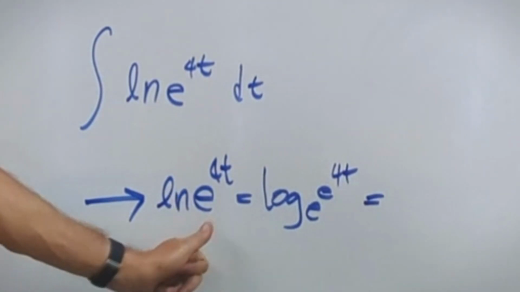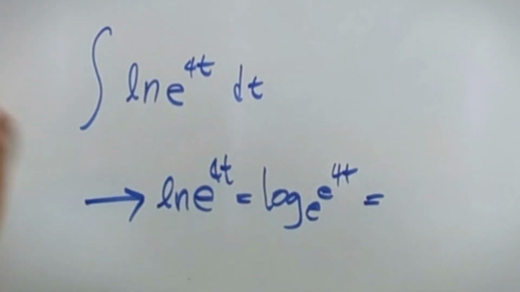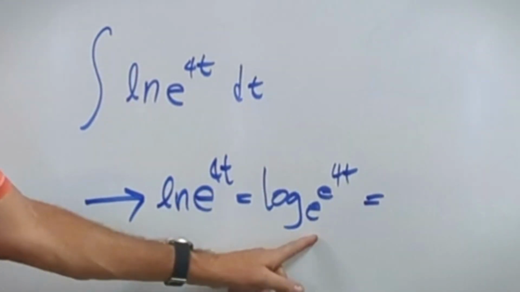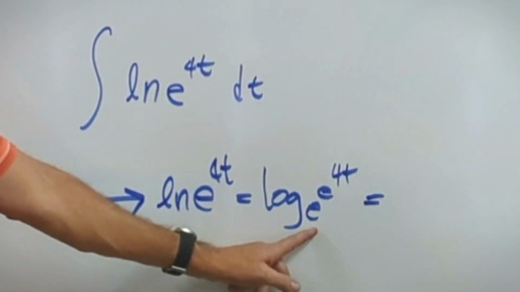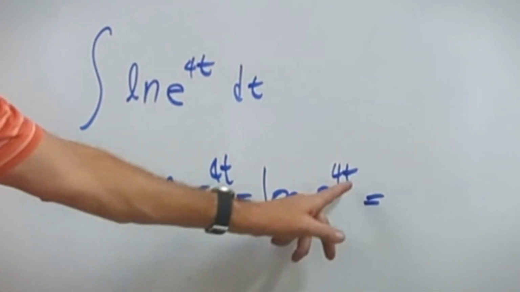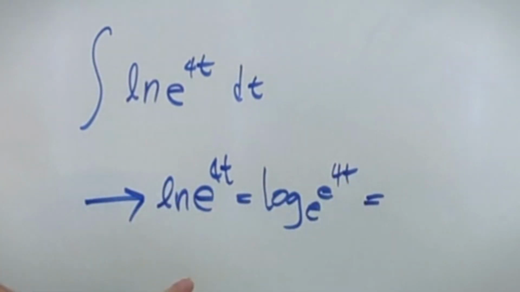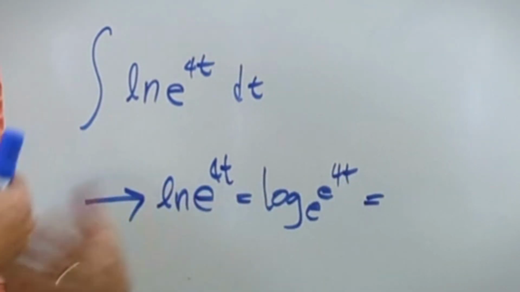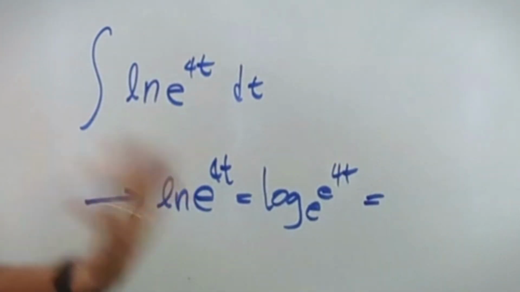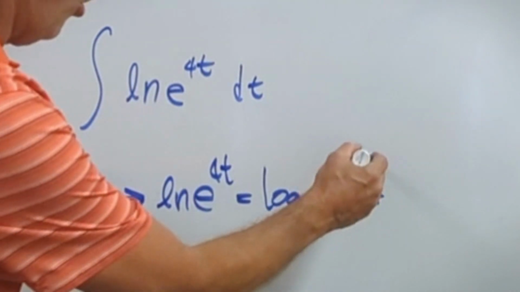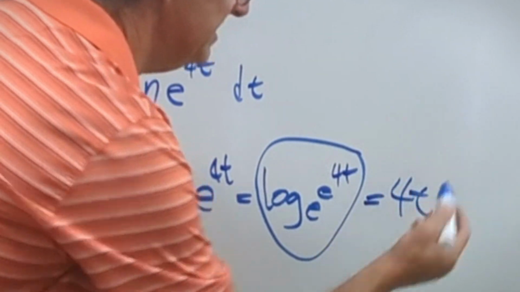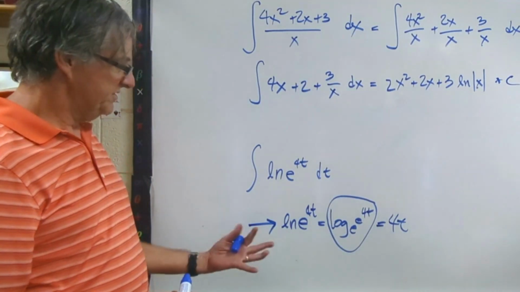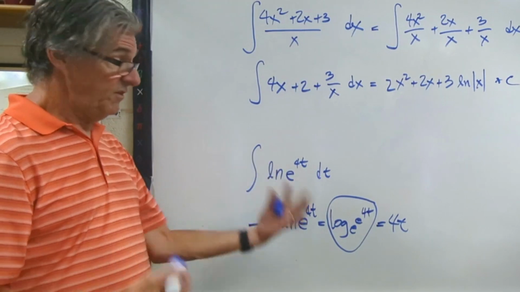The natural log of e to the 4t. What that means is it's log base e of e to the 4t. What that's asking us is what power of e makes e to the 4t. And that's just 4t, because if I want e to the 4t, I have to raise e to the 4t. So this whole thing here is just 4t. Okay? It looks complicated, but there you go.